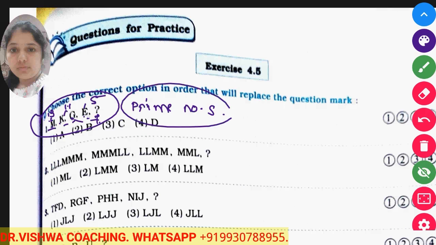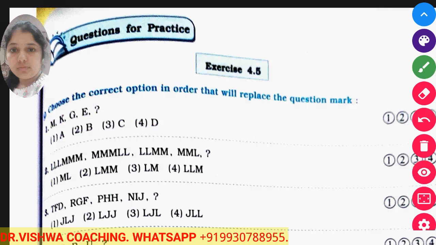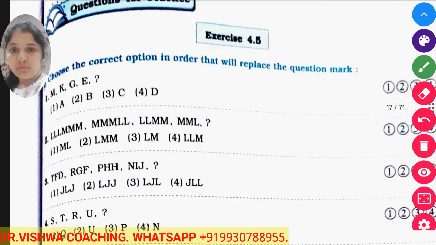So the prime number which comes before 5, that will be your answer. So 3 is the prime number which comes before 5, and at the third position in the alphabet series letter C is there. So your answer is option number 3, meaning C.